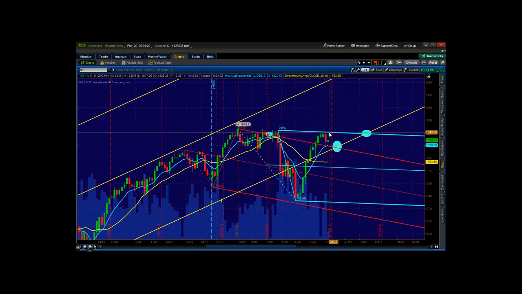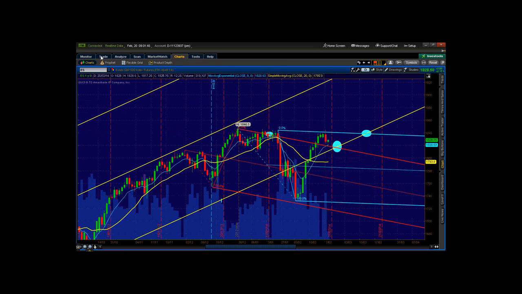If we come back up to test the upper line of the new intermediate fork, you're looking at 1840. And that's our ATR target, our full session ATR target for the day is right there as well at 1842.